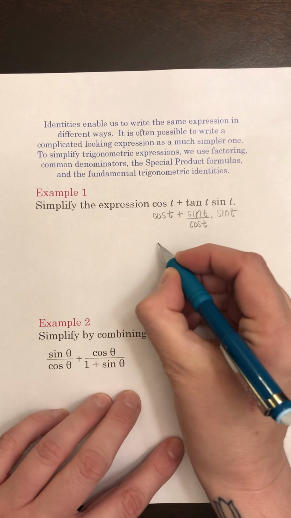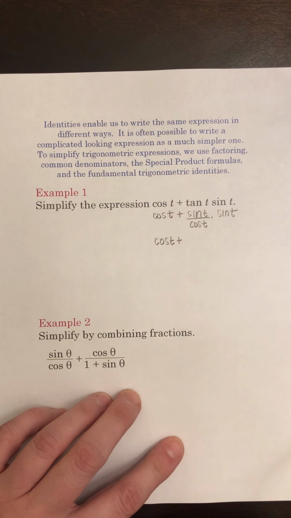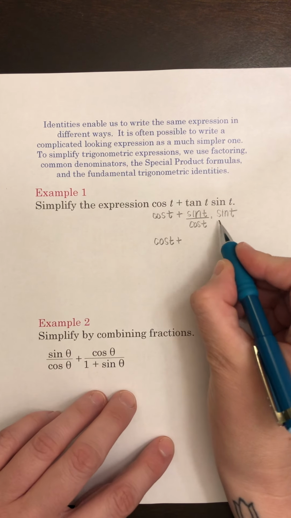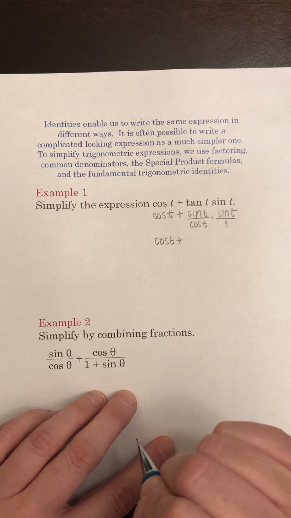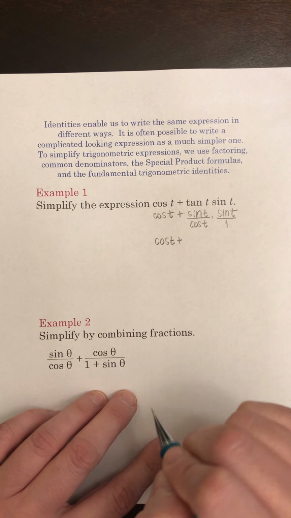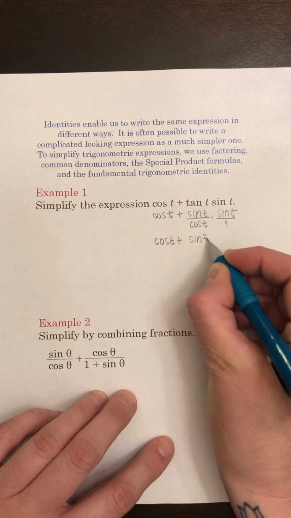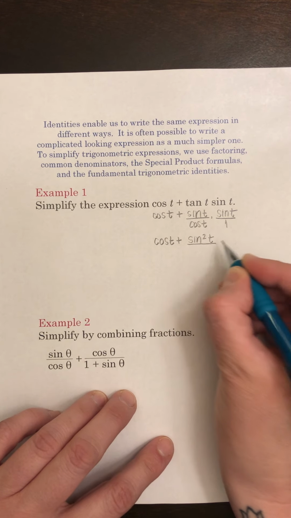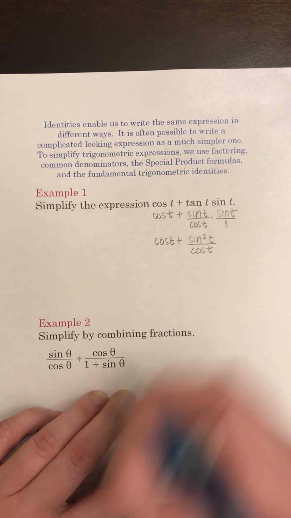Before I can add these things together, I need to simplify this multiplication going on. Right now this is like a sine t over 1. You know to multiply fractions, we're going to multiply straight across. Sine t times sine t is sine squared t. Cosine t times 1 is cosine t.